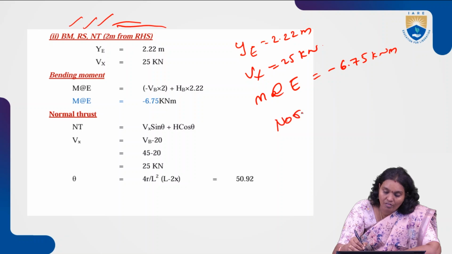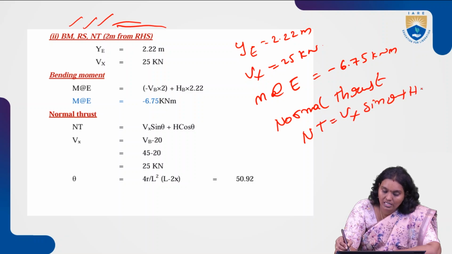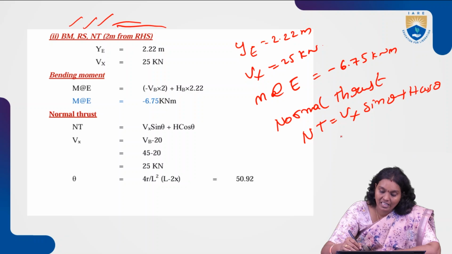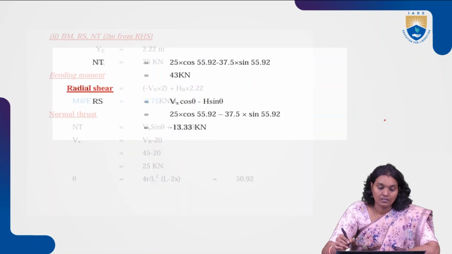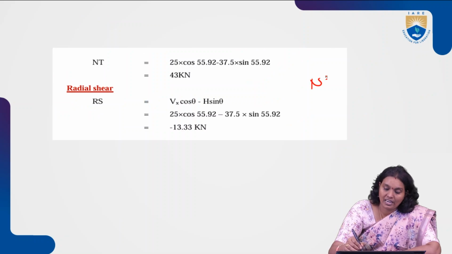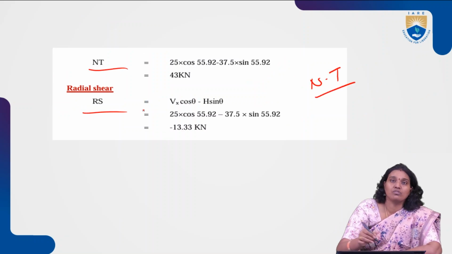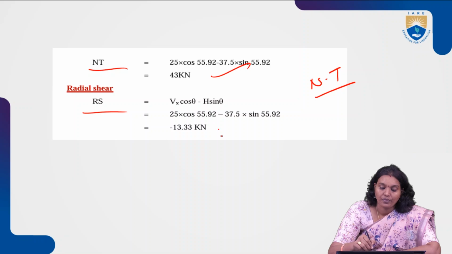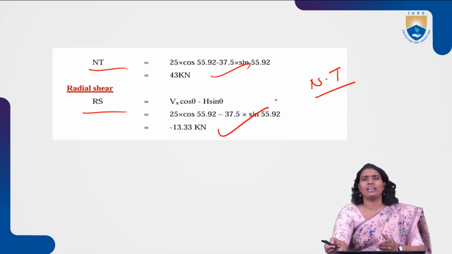Normal thrust, use the formula. Using that formula, the normal thrust NT is equal to Vx sin theta plus H cos theta. Finally we will get theta is equal to 50.92. These are the values which we are going to substitute for the normal thrust and radial shear. Similarly, we will get the answer as with the left hand side.